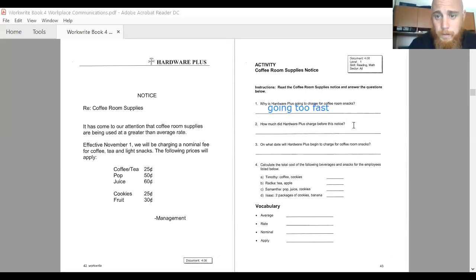How much did Hardware Plus charge before this notice? So that one needs some inference. It's a low-level inference. The answer is relatively obvious, but it's not on the sheet. We basically have to infer from the implications that they used to be free, because effective November 1st, we will be charging a nominal fee. In other words, it's the first time they're going to be charging a fee. So that means they were free. Or you can put 0 or nothing.